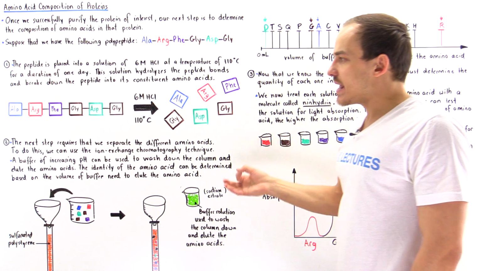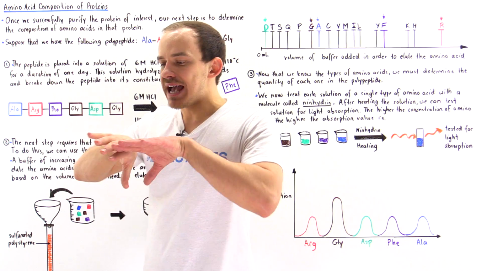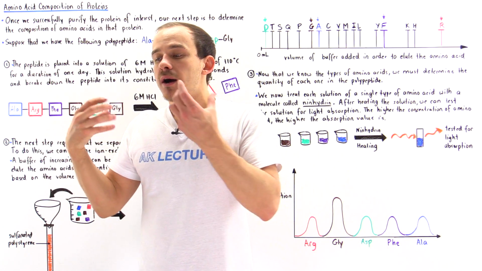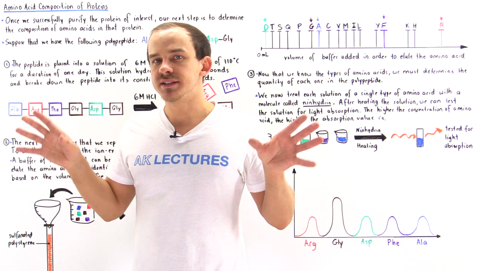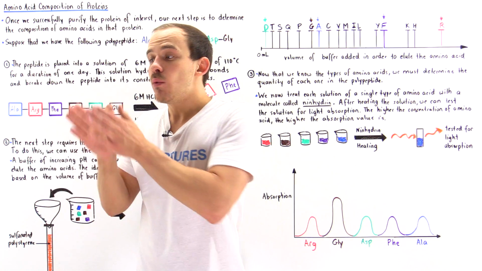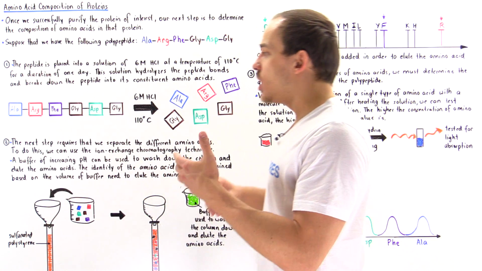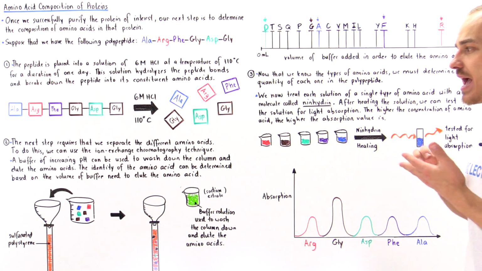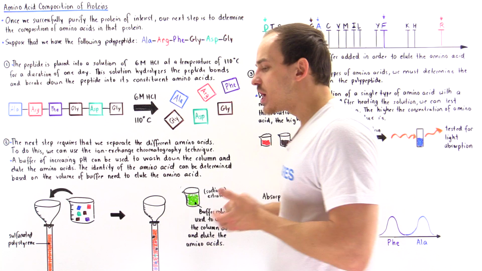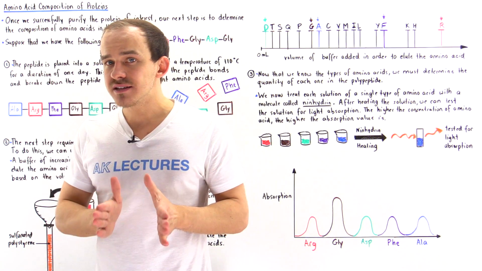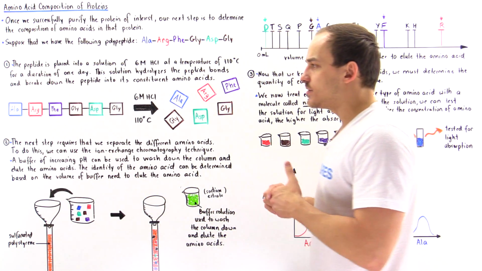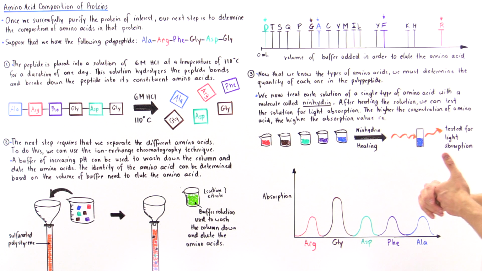So step 2 basically allows us to actually separate our amino acids into different containers, and now we know what amino acid is found in which one of our containers. So we know which amino acids we have. The next question is, how many of each amino acid do we have in that beaker? So we want to count up those amino acids, and that's exactly what we do in step 3.